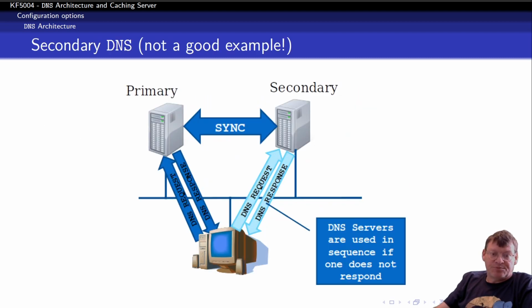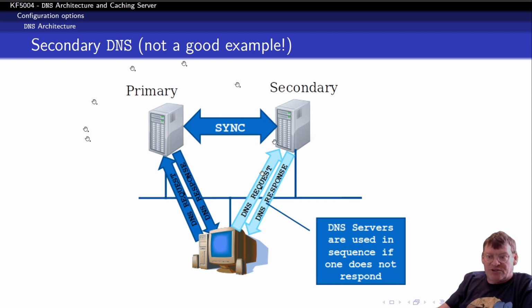Now, when it comes to giving ourselves some kind of resilience, what we can start doing is we can have a primary server, but we can now also have secondary servers. A primary server is the server that will actually manage or control the zones that we own, the domain names that we own. I'll tend to use those two names as the same. I'll talk about domains and zones in different contexts, but they're the same thing.